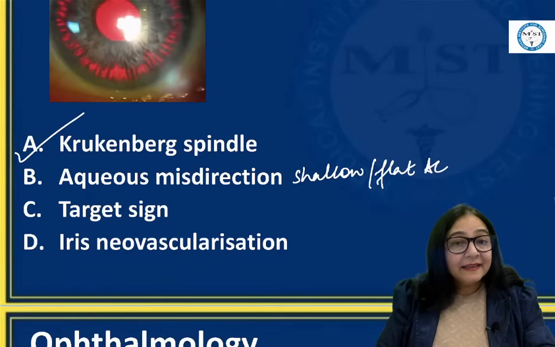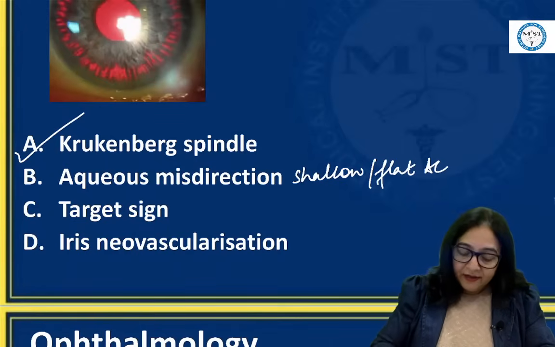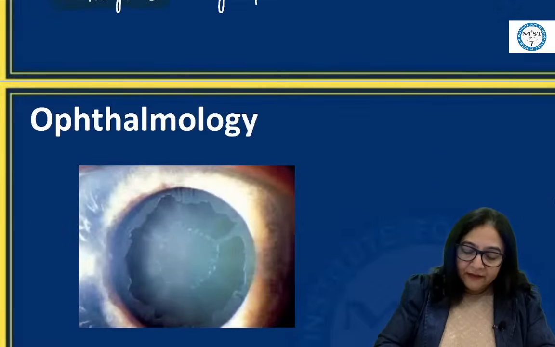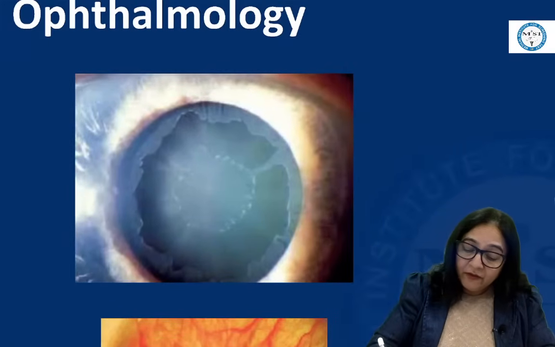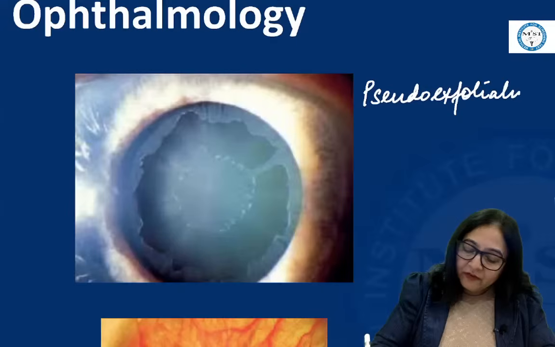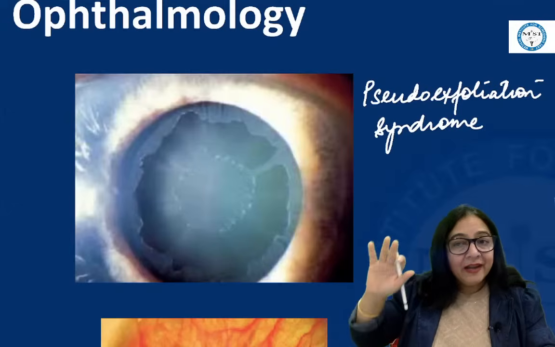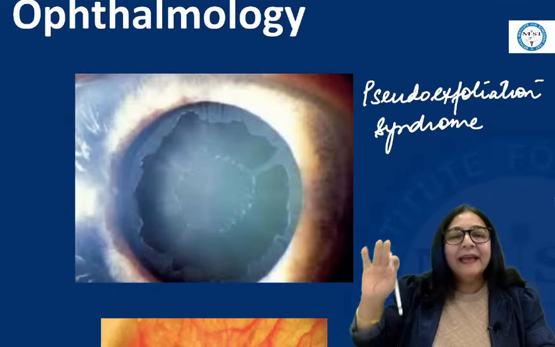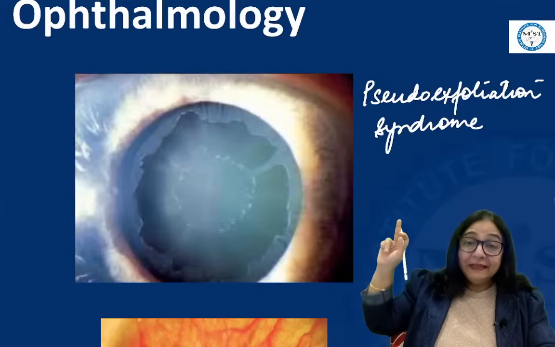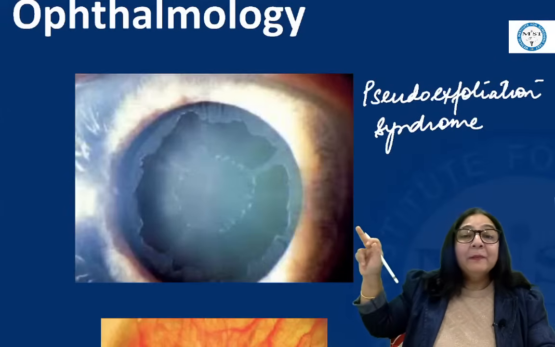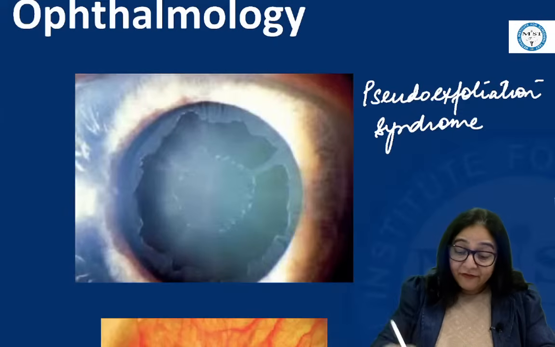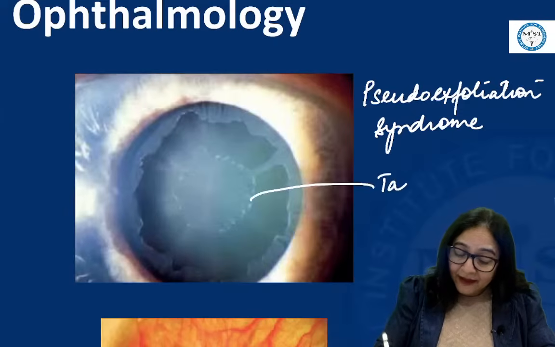Target sign is seen in cases of pseudo exfoliation glaucoma or pseudo exfoliation syndrome, like here. This is a slit-lamp image in a case of pseudo exfoliation syndrome. In pseudo exfoliation syndrome, as you know, there is a deposition of white fibrillary material on the lens surface, on the pupil margin, and in the trabecular meshwork. So in these cases also there will be high intraocular pressure. There will be an appearance of pseudo exfoliation on the lens surface, which appears as a target sign.